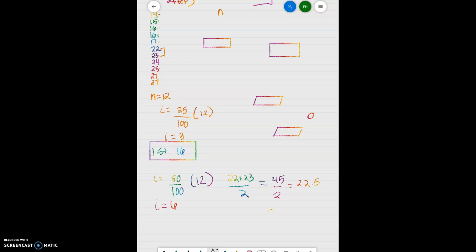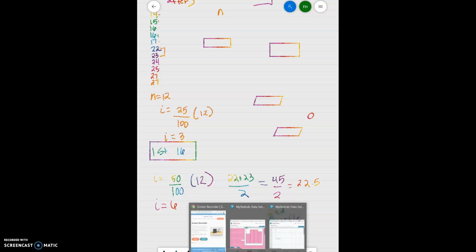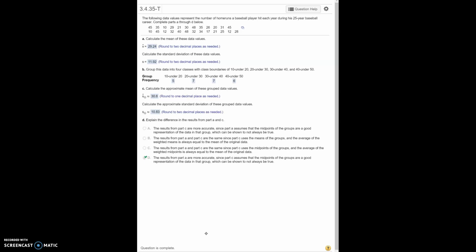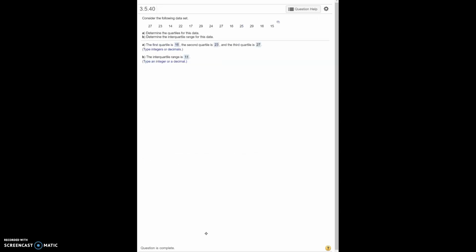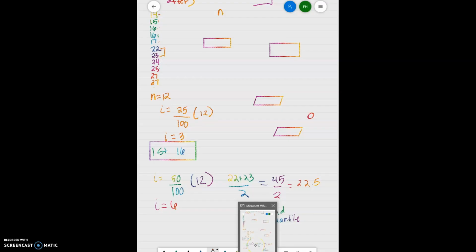So our second quartile, depending on how they want you to round on the homework, let's look real quick. It says type integers or decimals. So what we would want to do here is we would want to leave it as 22.5 for the second quartile. So the first quartile was 16 and the second quartile was 22.5.